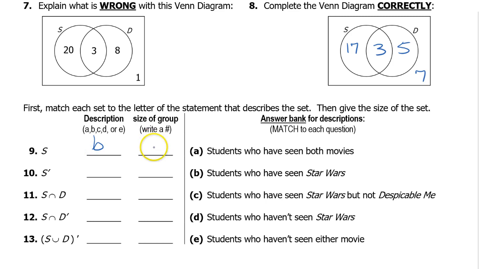So what's the size of that group? The number of students who have seen Star Wars, that's 20. All right, the 17 and the 3, total of 20.